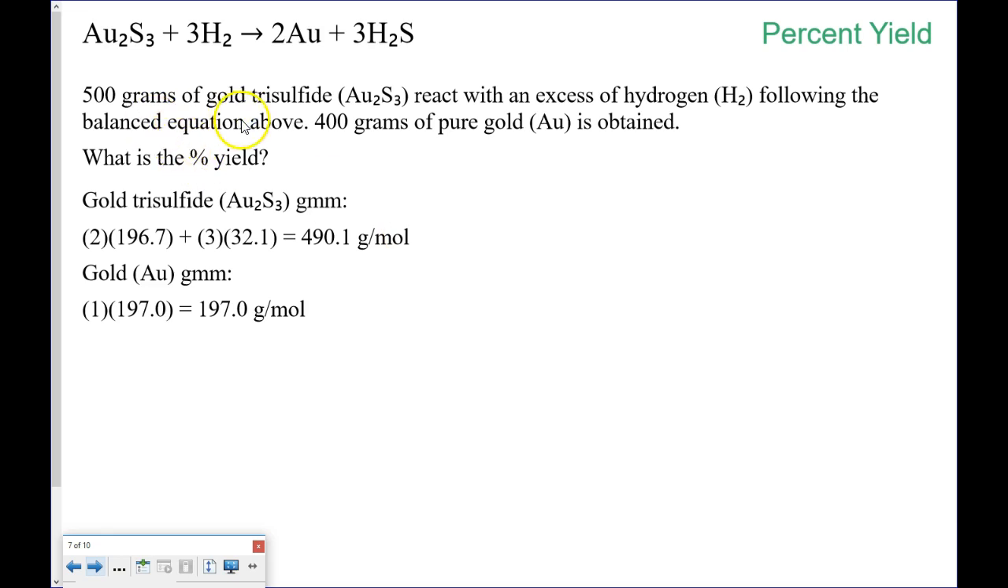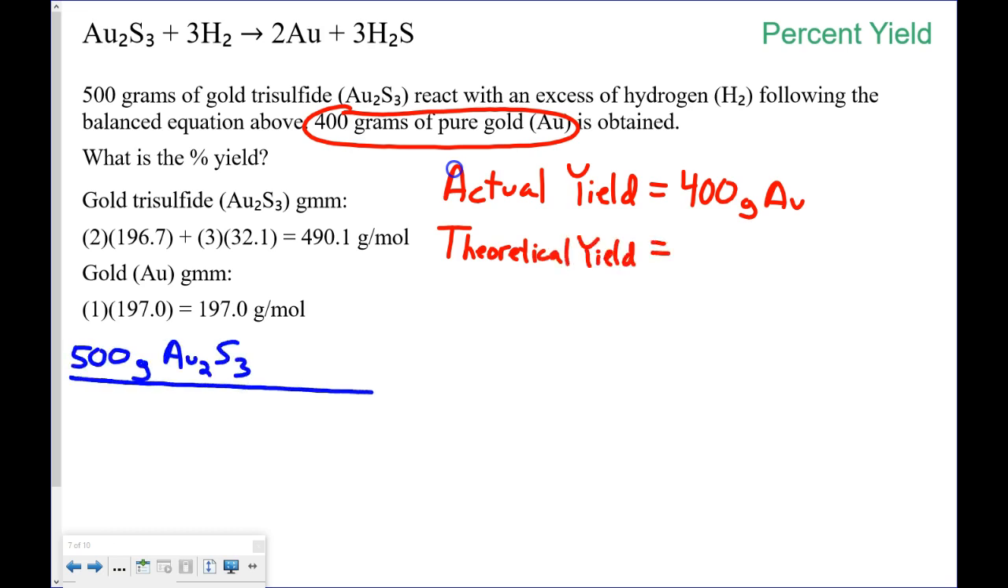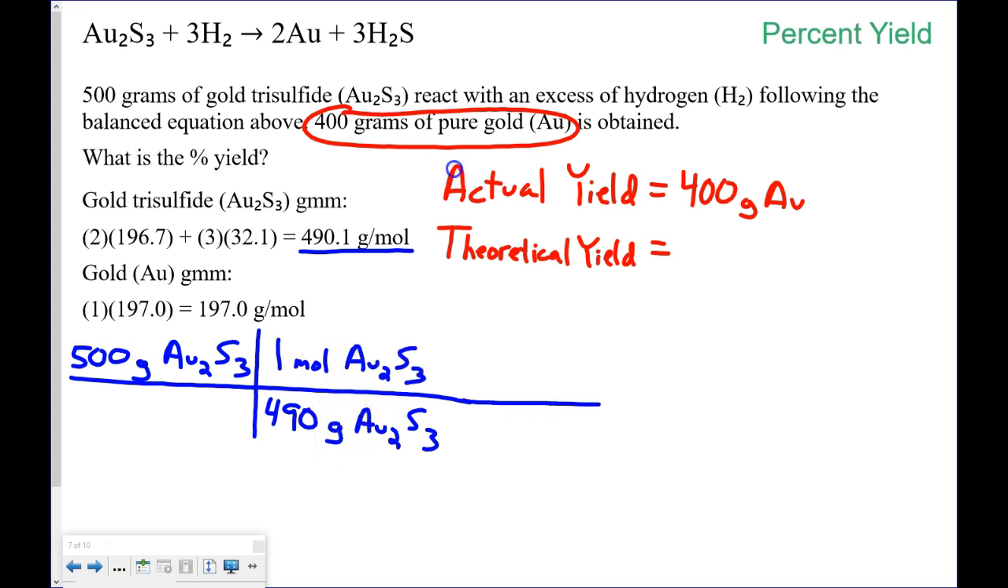Next up, 500 grams of gold trisulfide reacts with an excess of hydrogen following this balanced equation above. 400 grams of pure gold are obtained. So in this case, my actual yield is going to be 400 grams of pure gold. For my theoretical, I need to do some stoichiometry. So I'm going to start with 500 grams of gold trisulfide. I'm going to convert that into moles using the gram molecular mass here, where 490 grams of this is equal to 1 mole.